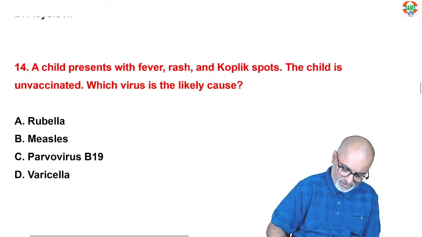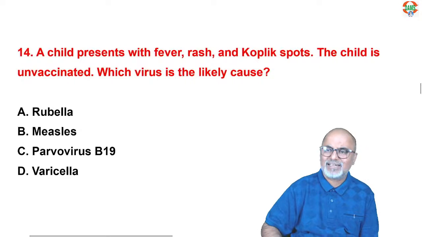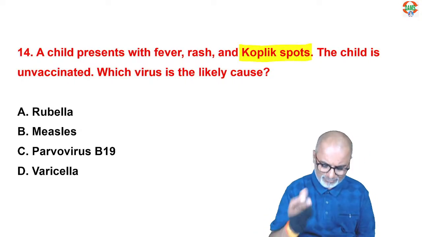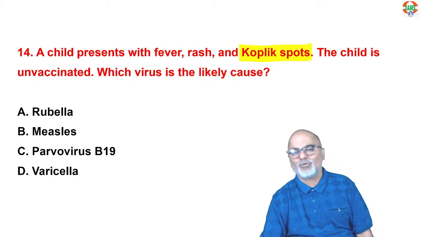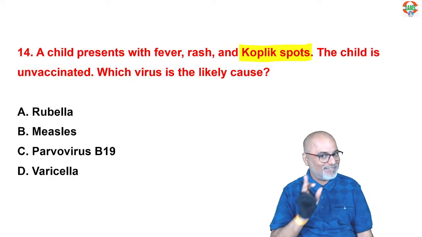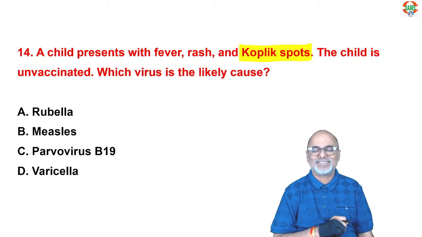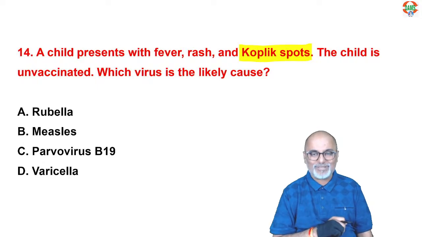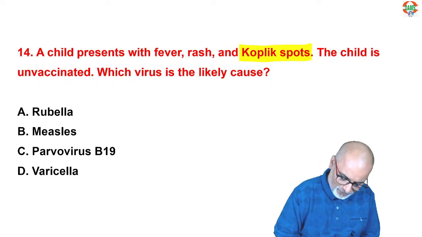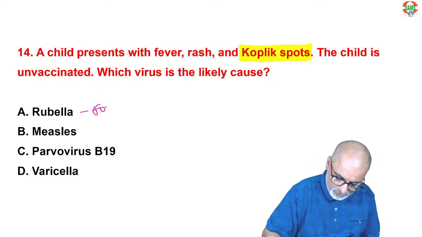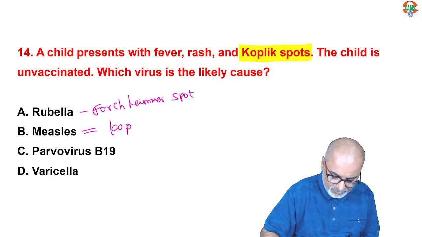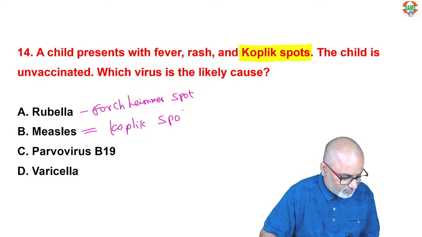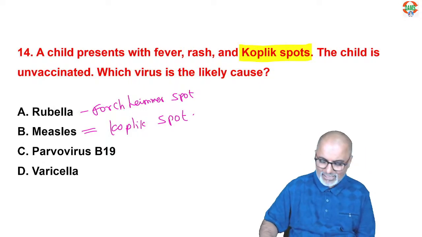Next is a child who presents with fever, rash, Koplik spot. What else do you want? Koplik spot, unvaccinated. What is the virus that causes Koplik spot? The oral cavity. See, many questions are made from the oral cavity. Where can you get Forchheimer spot? Rubella, Forchheimer spot. Measles, Koplik spot.